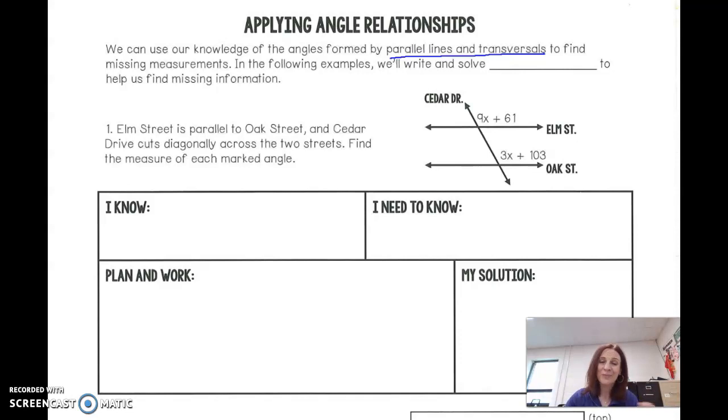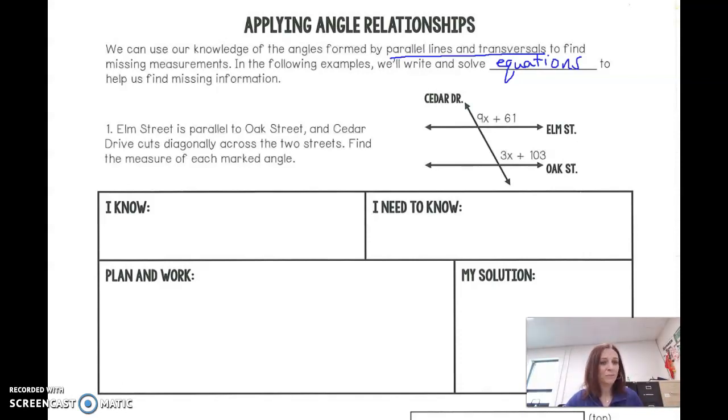Remember, these work with parallel lines. They're still alternate interior angles if they're not parallel lines, but they won't be congruent, equal, to find missing measurements. In the following examples, we'll write and solve, oh look at that, equations. Yep, equations are coming back. So we're going to use all that work we've done before to figure out some angles.